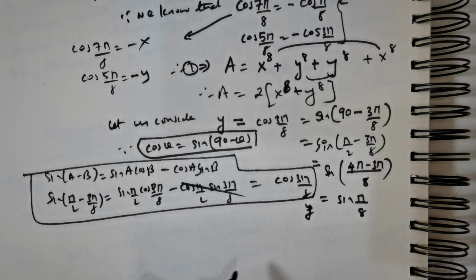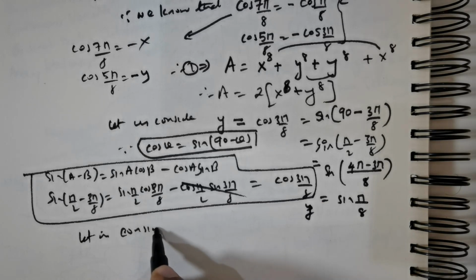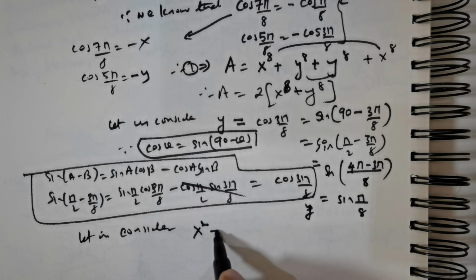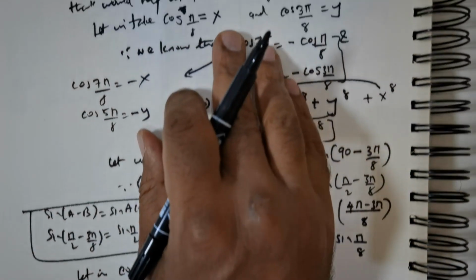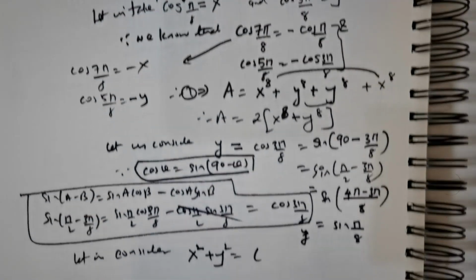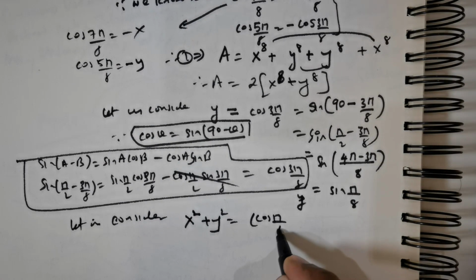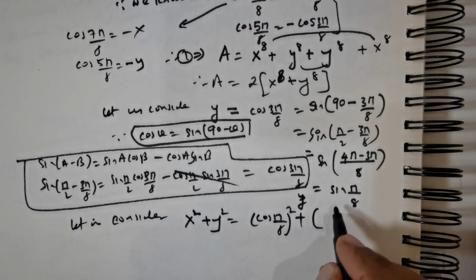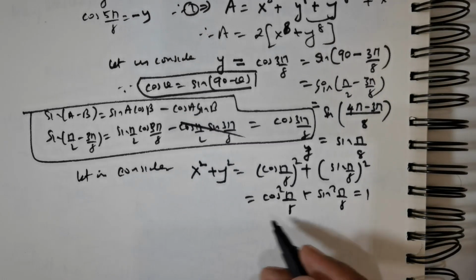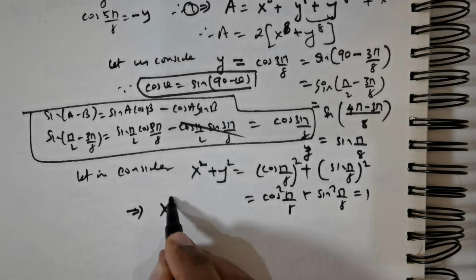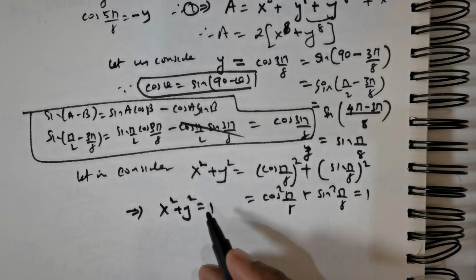Now I can utilize this value. Let us consider x^2 + y^2. X squared is cos^2(π/8), and y squared is sin^2(π/8), which is nothing but cos^2(π/8) + sin^2(π/8), which is equal to 1. So therefore I got x^2 + y^2 is equal to 1.